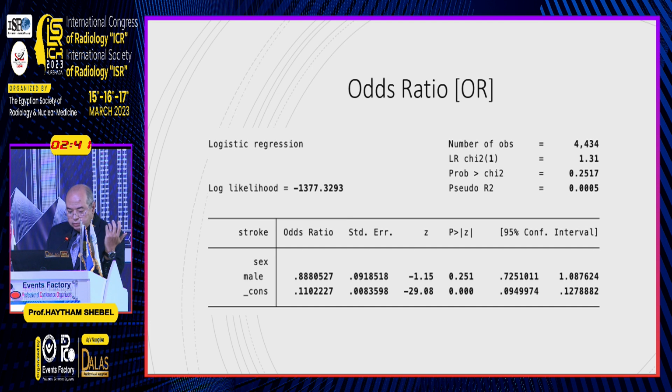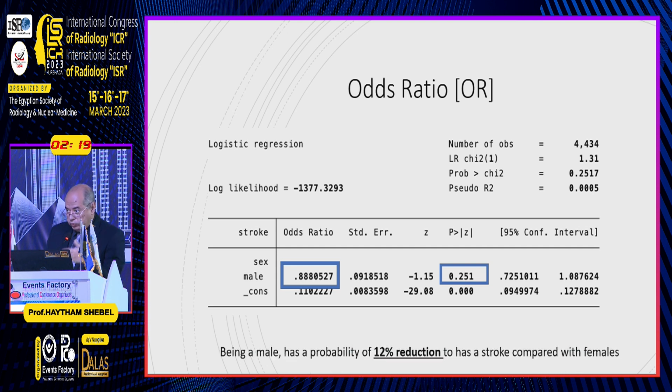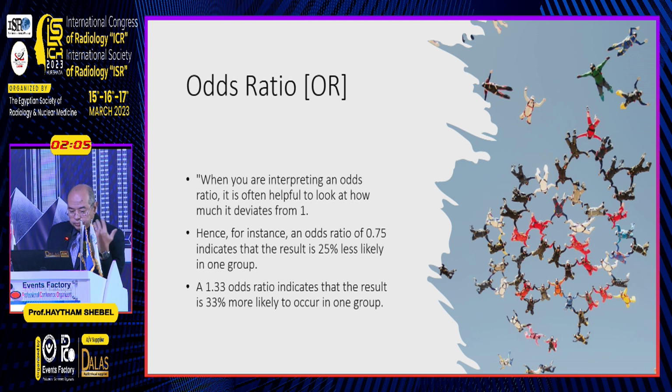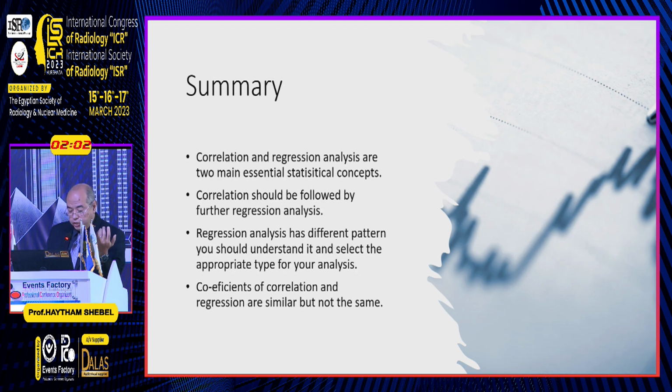This is another research question. What's the effect of gender on the stroke? We can say that this is almost 0.9, but it is not significant. So we cannot rely on this association, as it may be by chance, because it's not significant. However, if we like to interpret these results and it was significant, I can say being male has a probability of 12% reduction of having a stroke compared with females. So this is the importance of our odds ratio and the logistic regression.